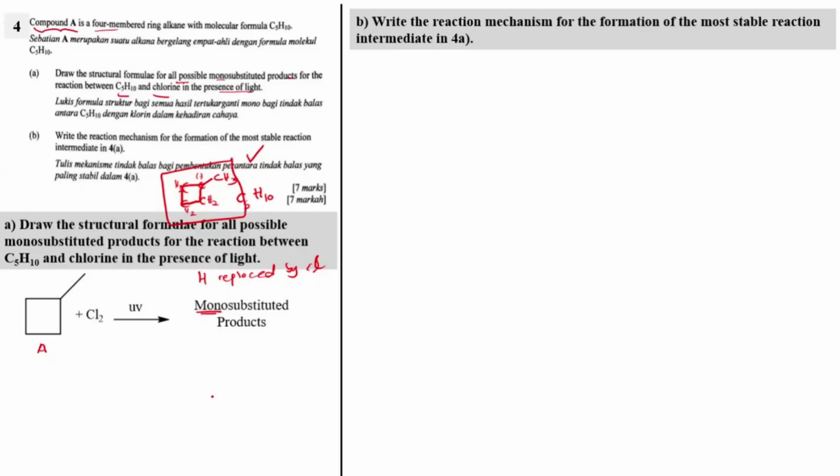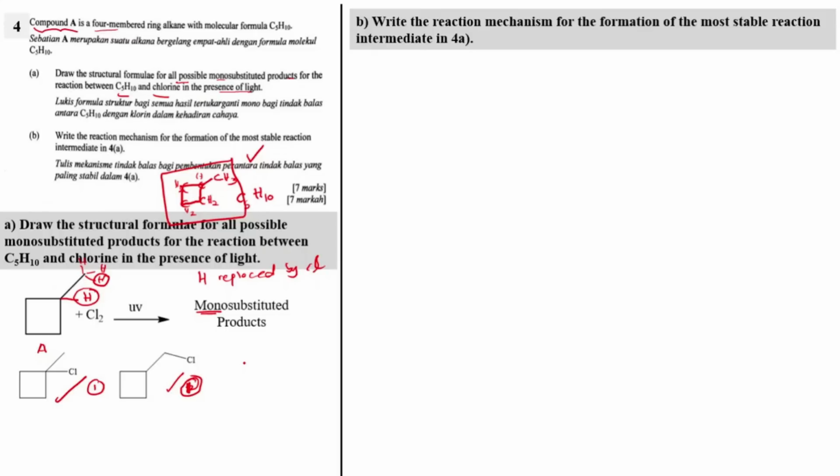So there are a few possibilities. First, we can say that H here can be replaced by Cl in order to become this one. So here is one mark. And then because this one has 3 hydrogens, H, H, and H, one of the hydrogens can be replaced with Cl. So it's going to become like this. So here is another mark.